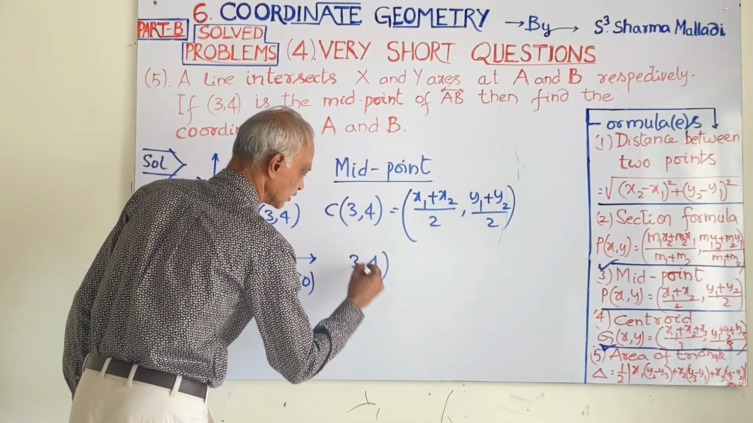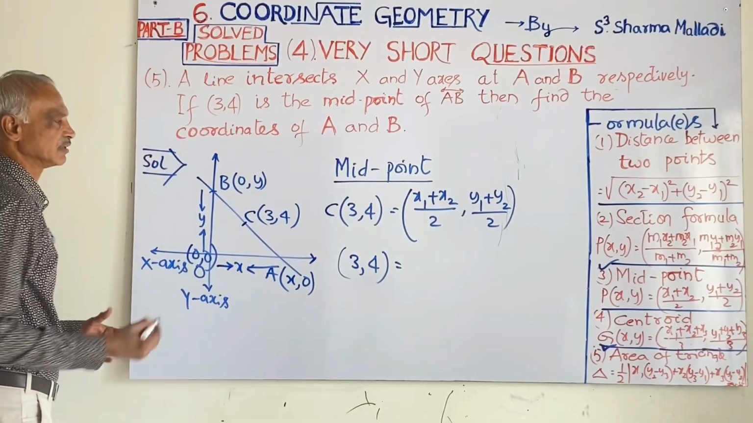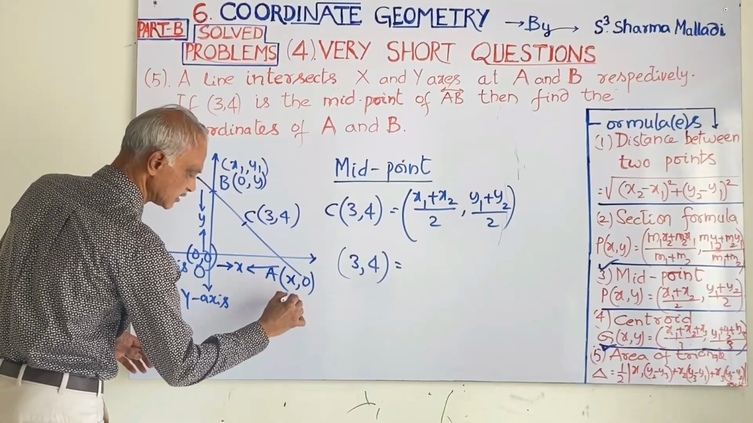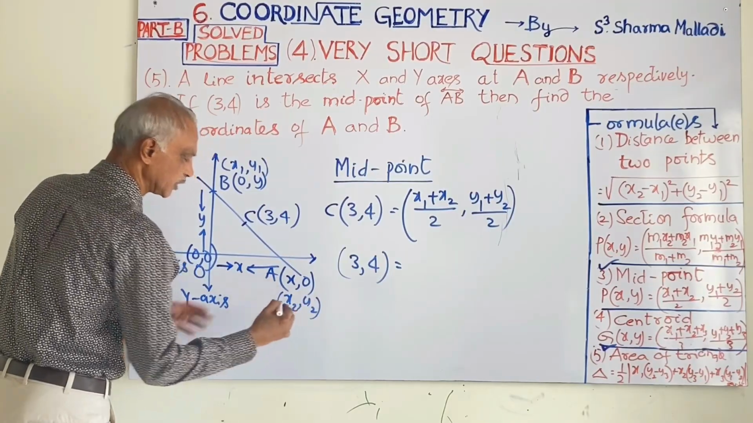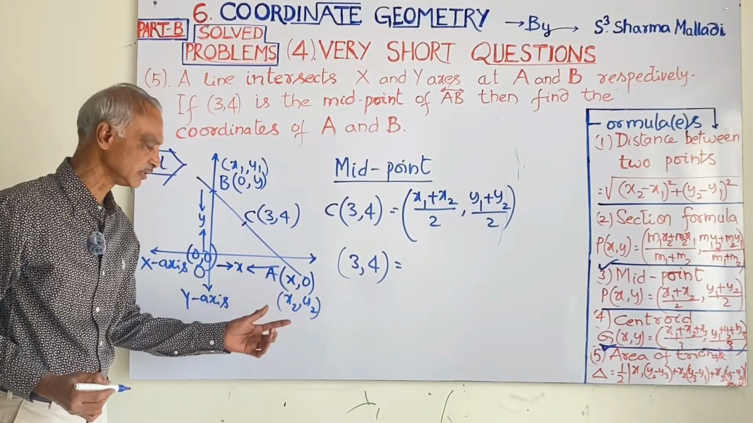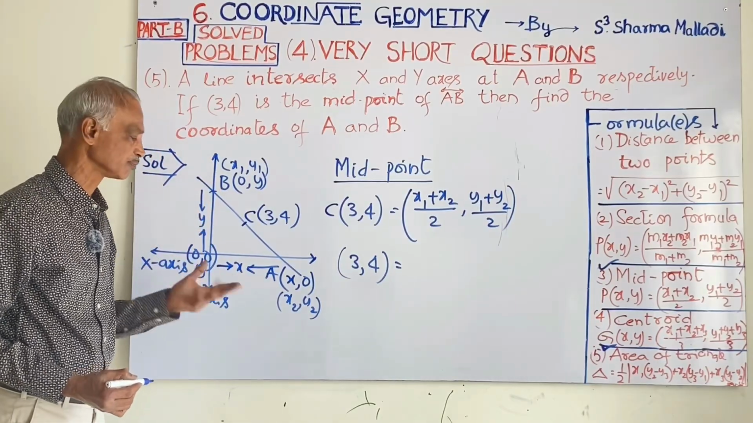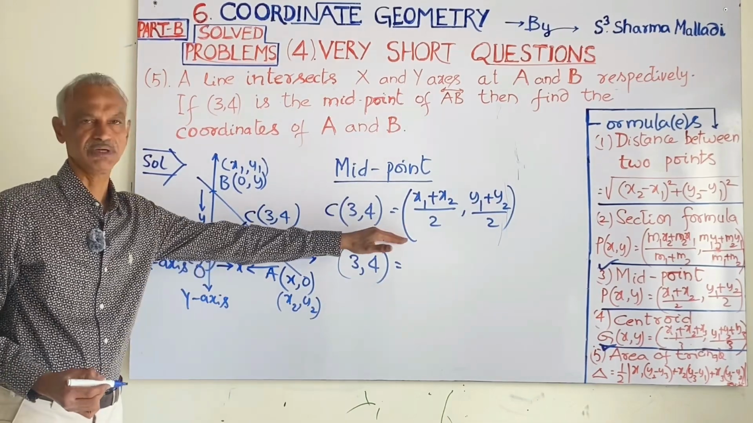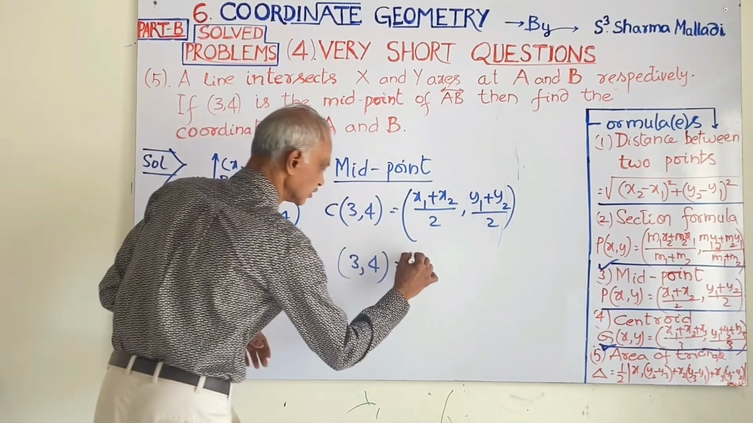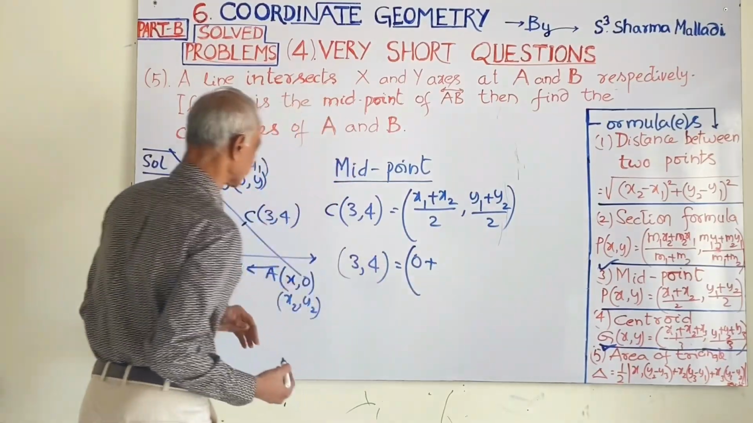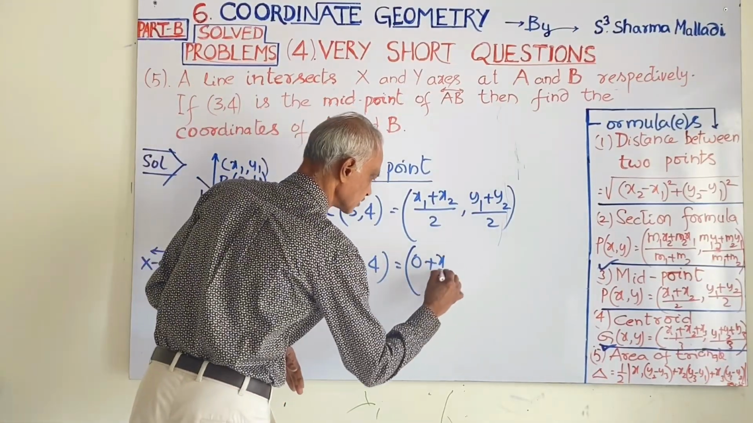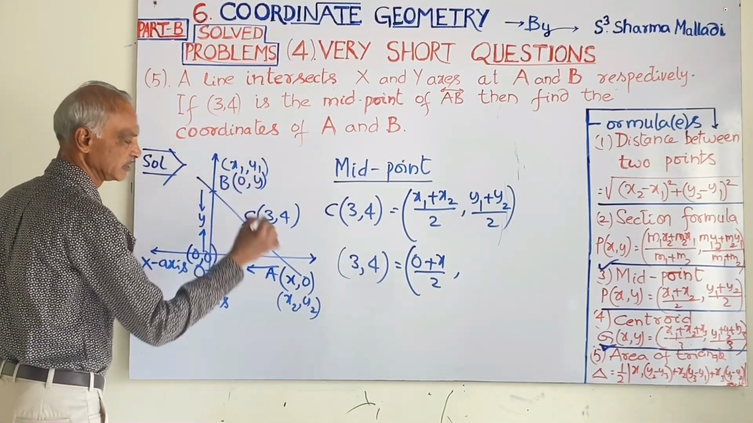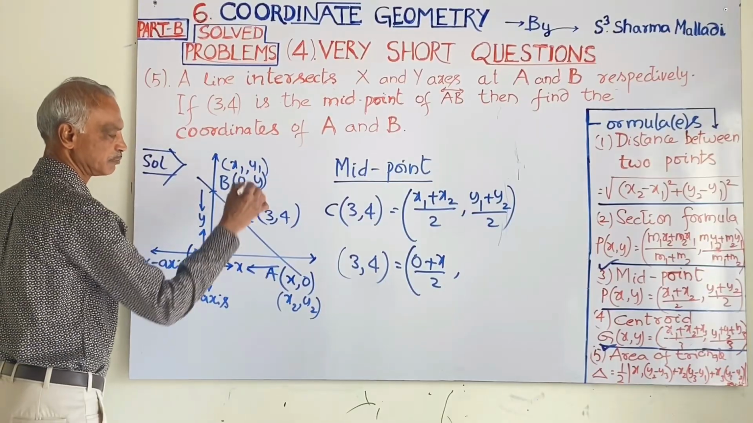(3, 4) is equal to, you see, x1, y1. You take this as x1, y1 and this as x2, y2. You can take A as x1, y1, B as x2, y2, no problem. Now substitute x1 and x2, y1 and y2 in this formula. What is x1 here? 0. 0 plus x2. What is x2 here? x by 2, comma y1 plus y2 by 2. What is y1 here? y. y2 will be 0. y plus 0 by 2.